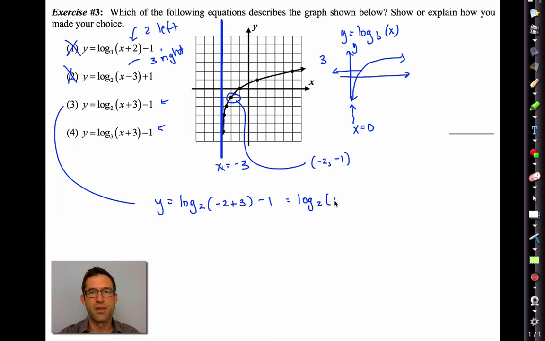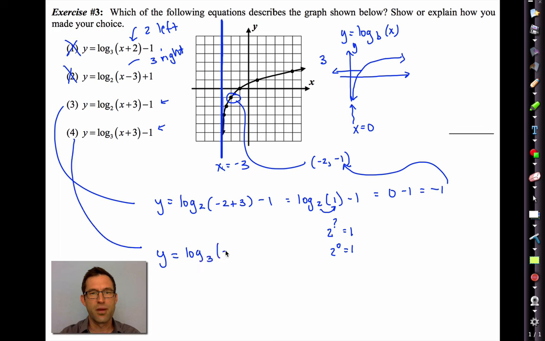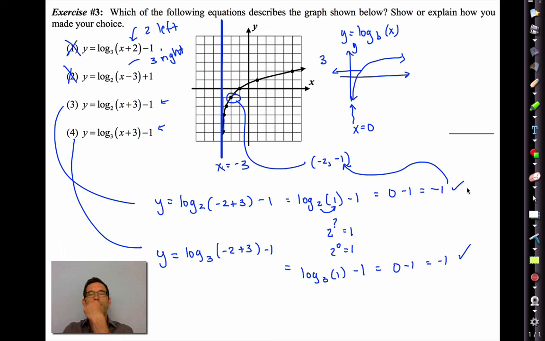I realize that there's going to be a little bit of an issue. What is the log base 2 of 1? What do I have to raise 2 to get 1? 2 to the 0 equals 1. So the log base 2 of 1 is 0, and that gives me -1. But maybe I just got lucky. Let's try it in log base 3: -2 plus 3, minus 1. Again, that's going to be the log base 3 of 1 minus 1, and that's also 0 minus 1, -1. So that actually also checks. That point is on both of them.